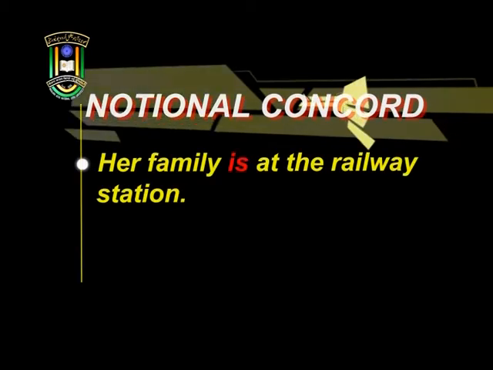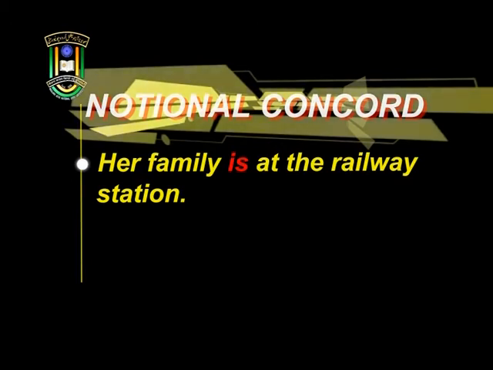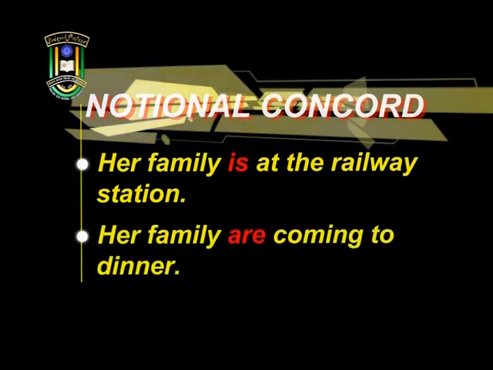Her family is at the railway station, meaning you consider the whole of her family as one single unit. However, if you consider her family as consisting of different individual members, then your sentence could be, her family are coming to dinner. You're talking about all the different members of her family together.